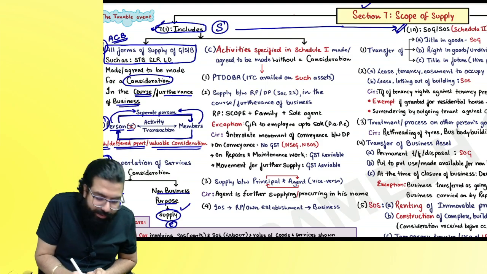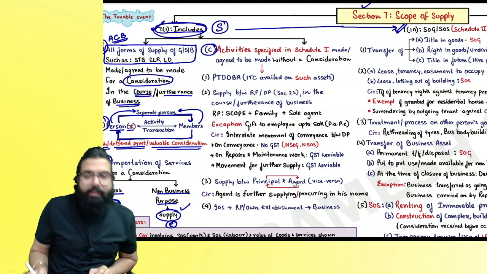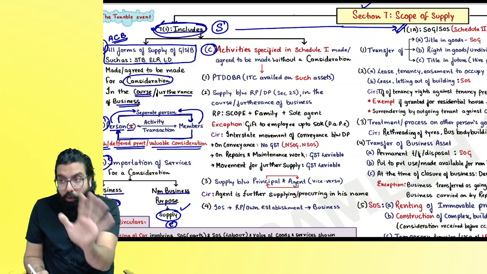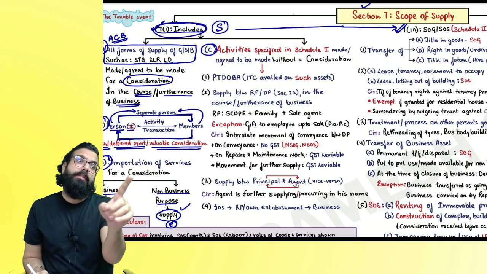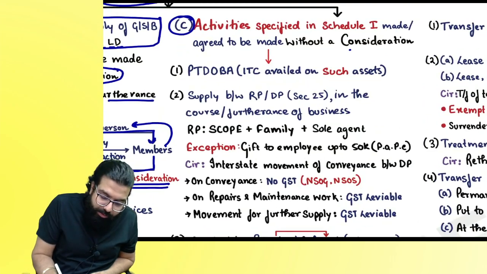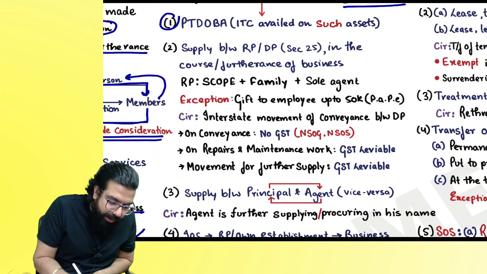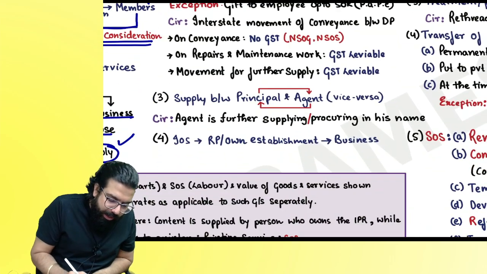Now, we have section 7.1C, which says activities which are told in Schedule 1, even without consideration, will also be considered a supply. There are 4 activities: 1, 2, 3 and 4.